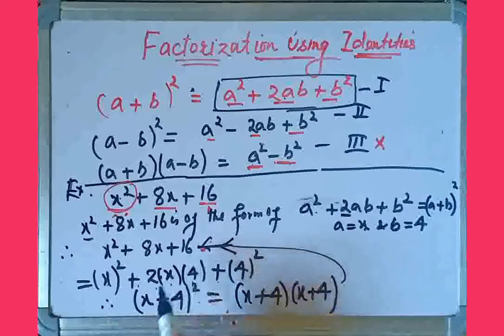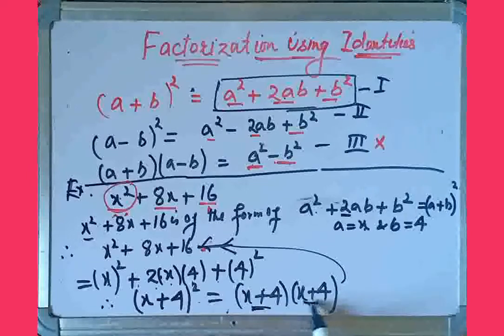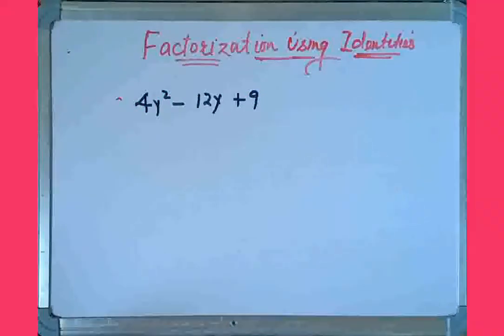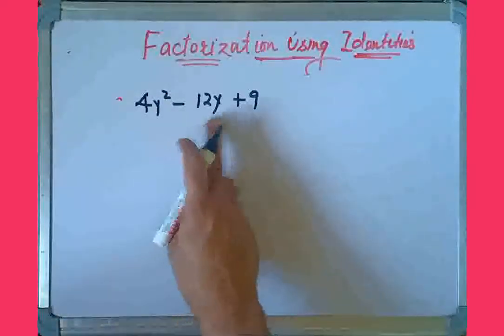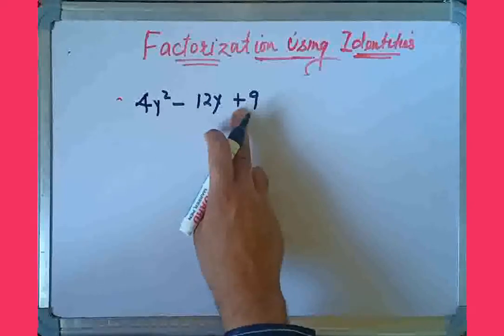This is the given expression. Using this identity we were able to find the factors. Okay, let's take another example. See, this is another example: 4y square minus 12y plus 9.